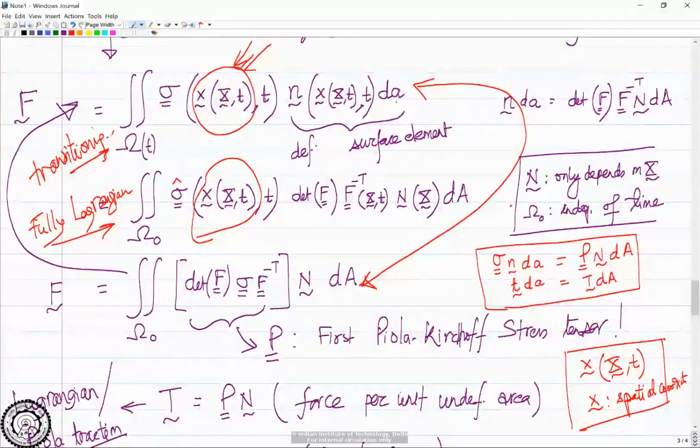Okay, sir. And sir, in our UG course, we have studied a stress tensor. Was it a Cauchy stress tensor? Yeah, it was a Cauchy stress tensor. Although you were doing solid mechanics, you still used the Cauchy stress tensor. You didn't talk of Piola-Kirchhoff.